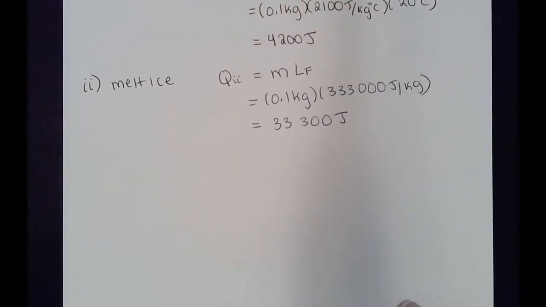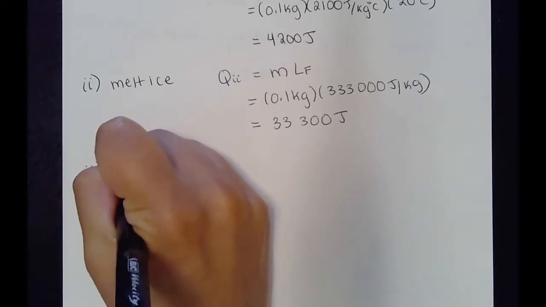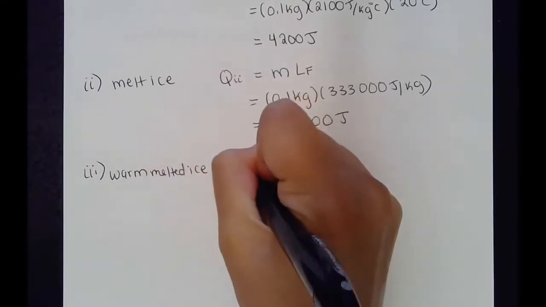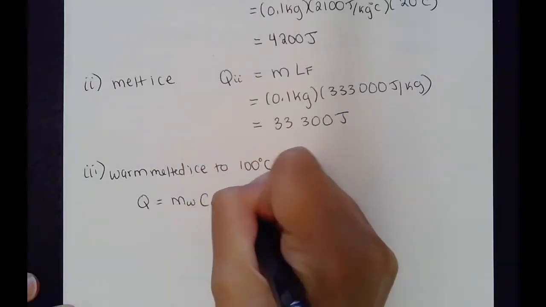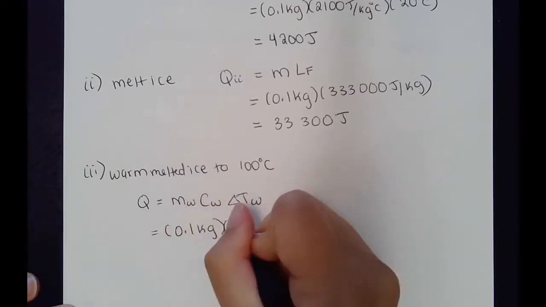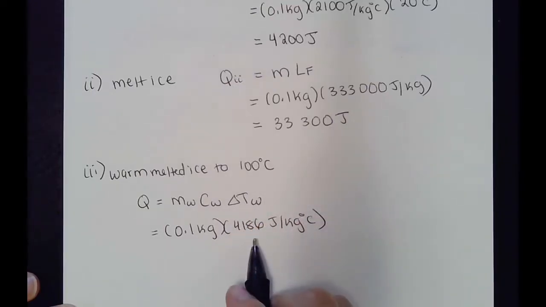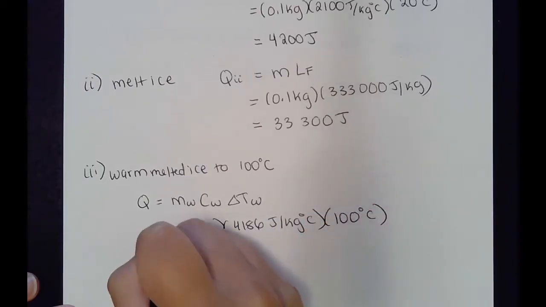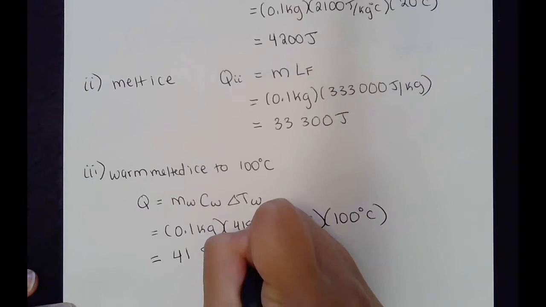Now that ice is melted and it's in the water stage. So the third step is that now the melted ice will warm to 100 degrees Celsius so that it will be at its boiling point. And that's M C water delta T for water, so 0.1 kilograms, 4,186 joules per kilogram degree Celsius. So now that the melted ice is in the water stage, we use C for water. And then this is a temperature increase of 100 degrees Celsius. And this one gives me 41,860 joules.